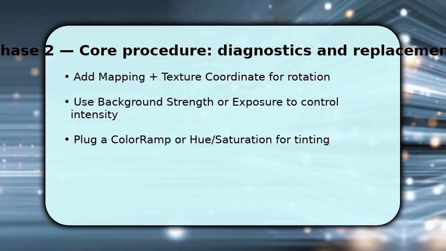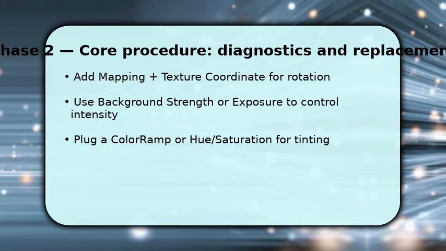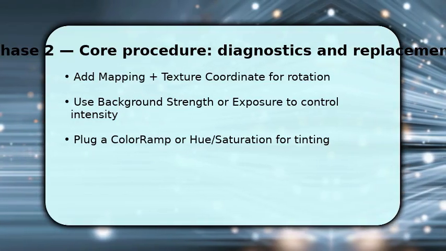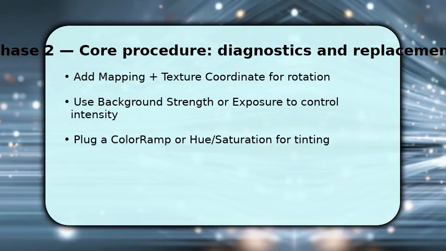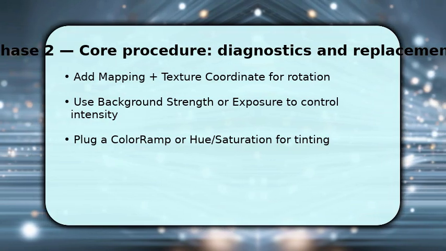Once done, control brightness with the background strength in the world node or use a math node for precise exposure adjustments. You can also insert a color ramp or hue/saturation node to shift color balance for mood. These adjustments change both lighting and reflections, which is why they matter.